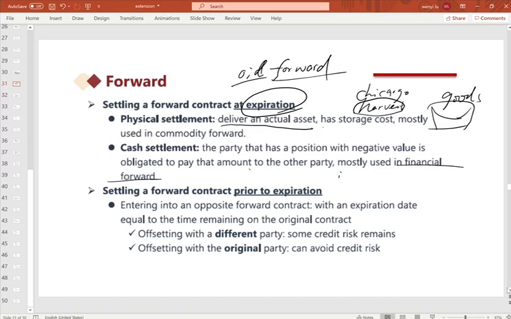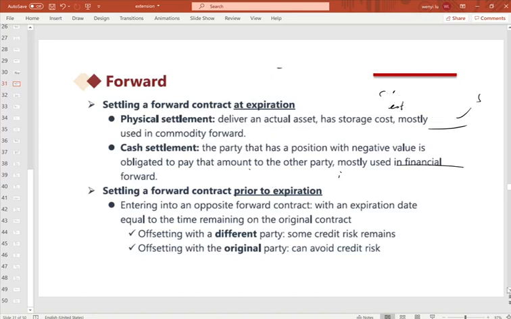In some special situations, for example, you are not willing to wait until the contract matures. You want to settle the contract in the middle, before it expires. You are worried that if the forward is close to expiration, there are too many risks for you to take continuously. So you want to settle the contract before the expiration. How can you do that? There are different ways to do that.